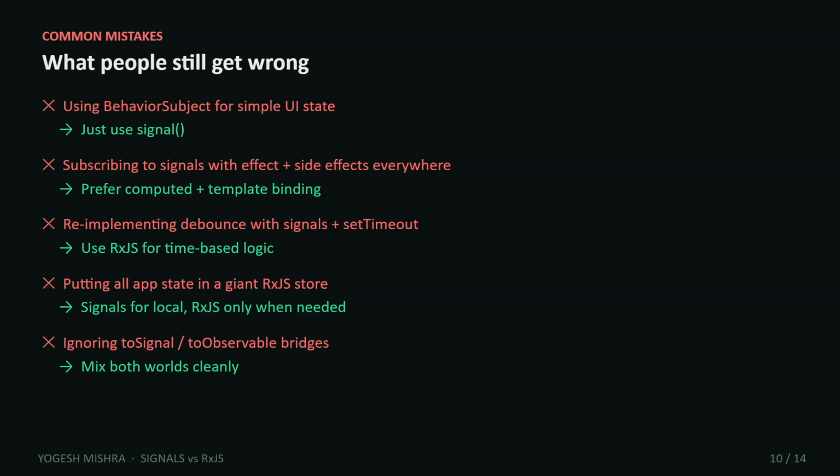Others try to build debounce logic using set timeout and signals, which is usually a sign that RxJS would be a better fit. Putting all application state into one large RxJS store is another frequent mistake. Local state is much better kept in signals. Finally, many developers ignore toSignal and toObservable completely, even though these two helpers make it easy to mix both worlds cleanly. Avoiding these mistakes will keep your code much simpler and more maintainable.